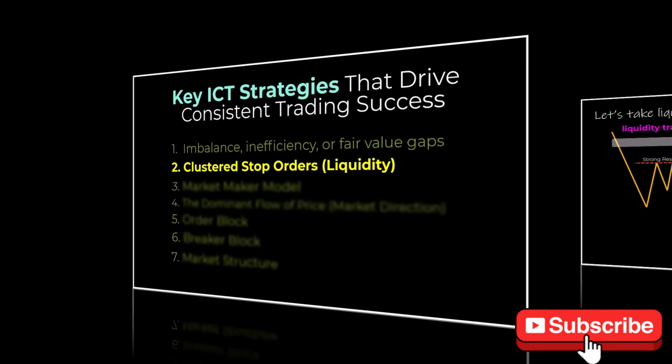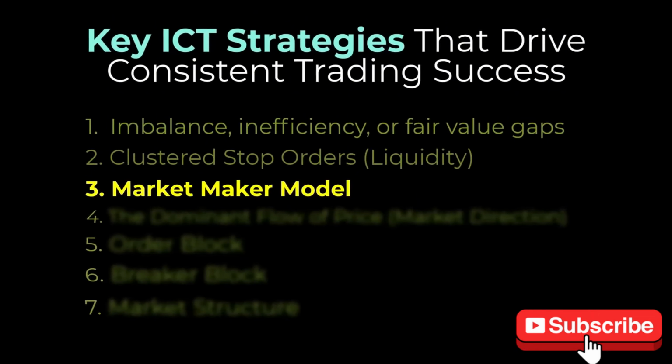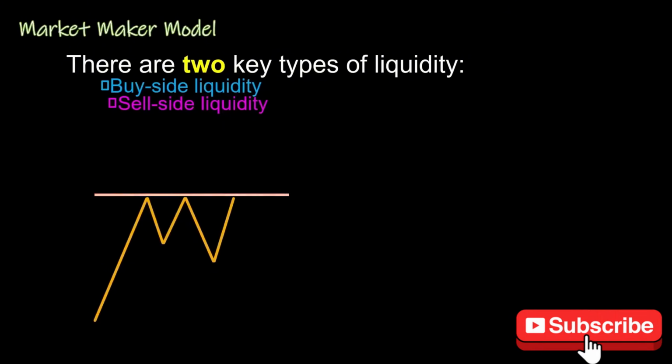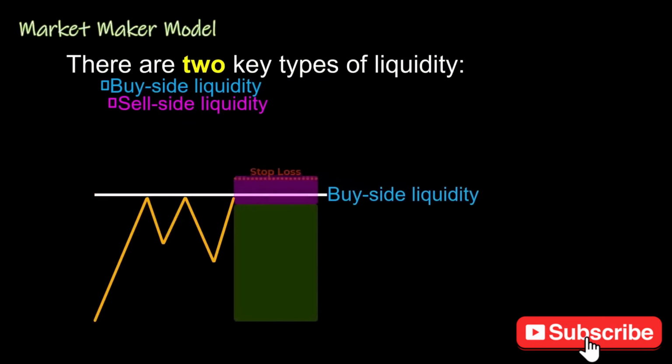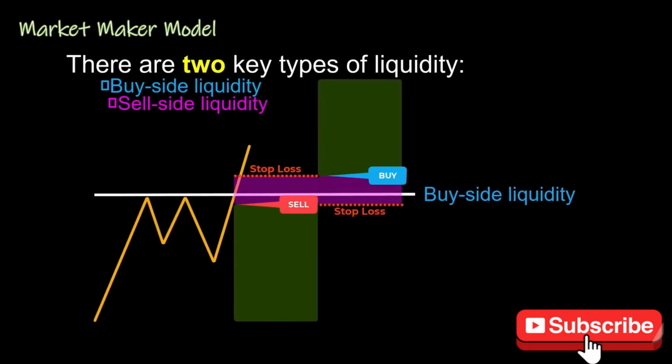Now let's move on to the third major concept, the market maker model. This is one of the most powerful frameworks in smart money concepts, and understanding it can completely shift the way you see price movement. Here's how it works. In every institutional price swing, there are two key types of liquidity: buy-side liquidity and sell-side liquidity. Buy-side liquidity is found above a high or a cluster of highs. That's where stop losses from short sellers are stacked and buy stop orders from breakout traders are waiting to be triggered.